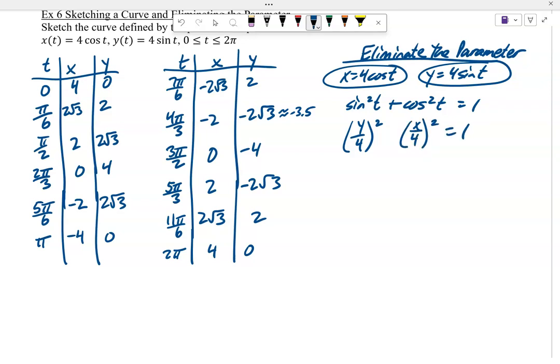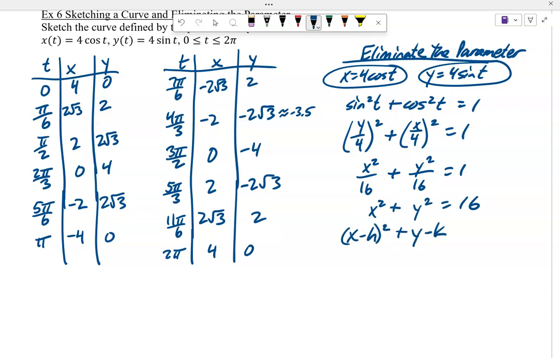So we got y squared over 16 plus x squared over 16. Let me write it this way. x squared over 16 plus y squared over 16 equals 1. Let me multiply everybody by 16. And look at that, we got the equation of a circle. So the center of the circle would be 0, 0 with a radius of 4. r squared equals 16, so our radius here would be 4.